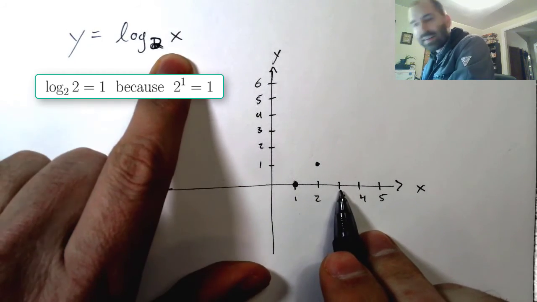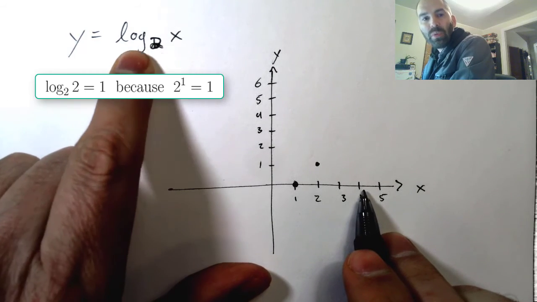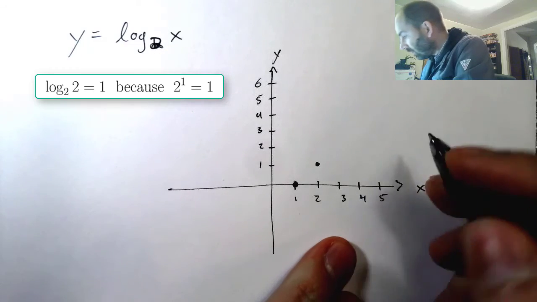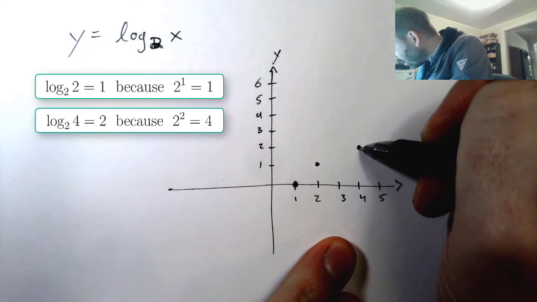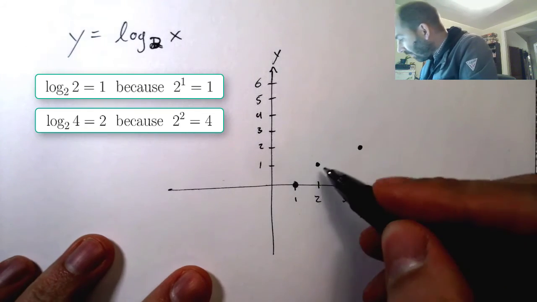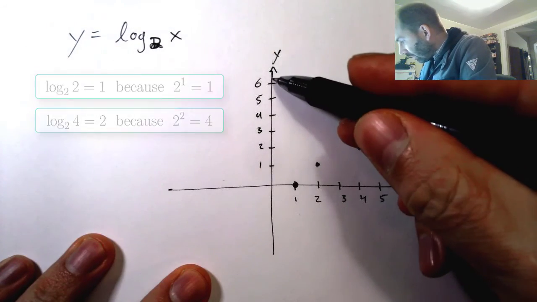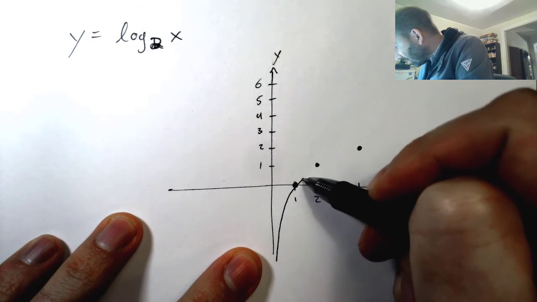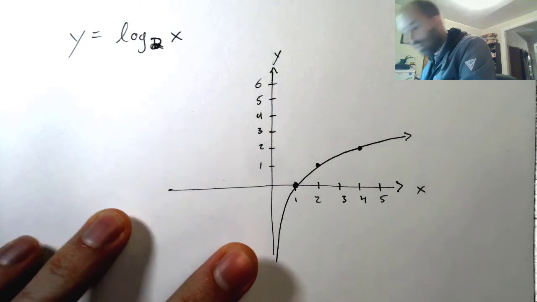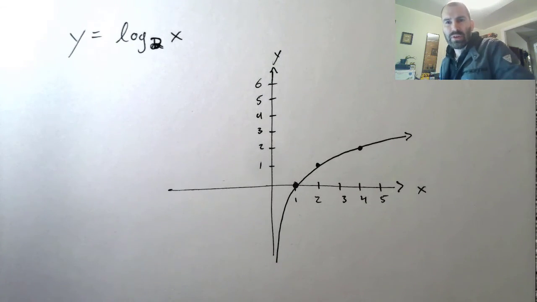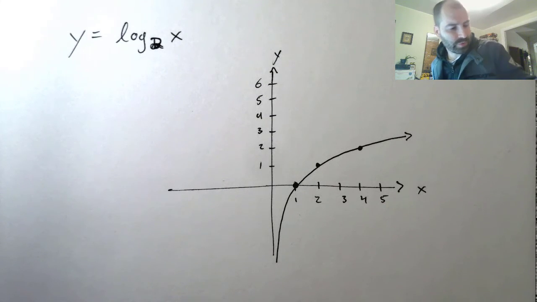For 3, I don't think I can get a nice value, but if I go to 4, what's log base 2 of 4? What's the exponent on 2 that gives 4? It's 2, since 2 squared is 4. So we have a value there. And I know that the line x equals 0, the y-axis, is a vertical asymptote. So the graph looks something like this. We can get an idea of what the graph looks like without any fancy graphing software, just by understanding how to compute some basic logarithms.